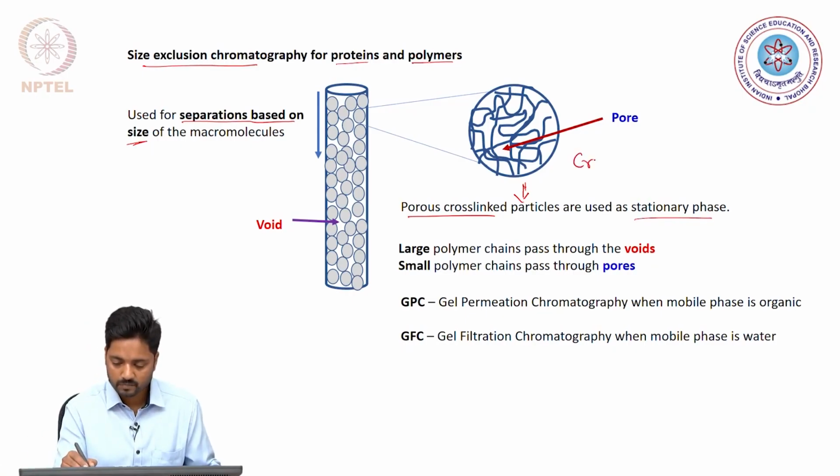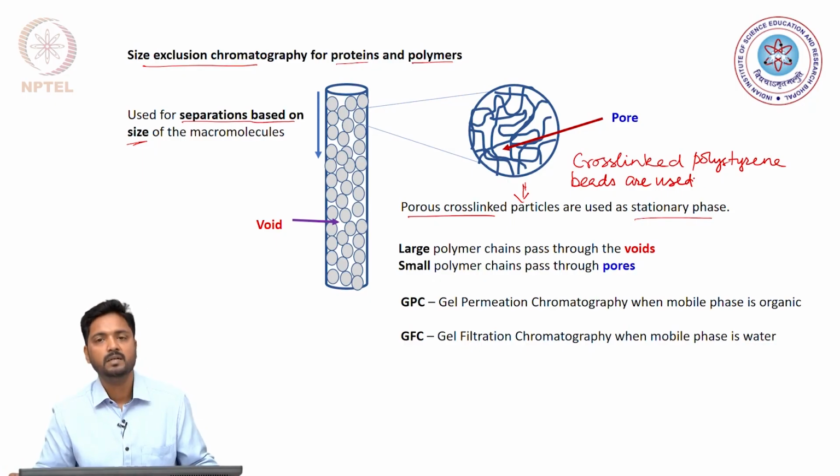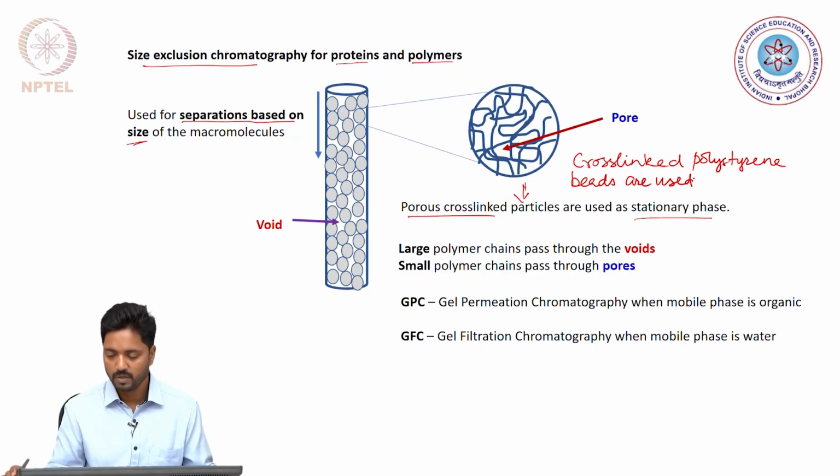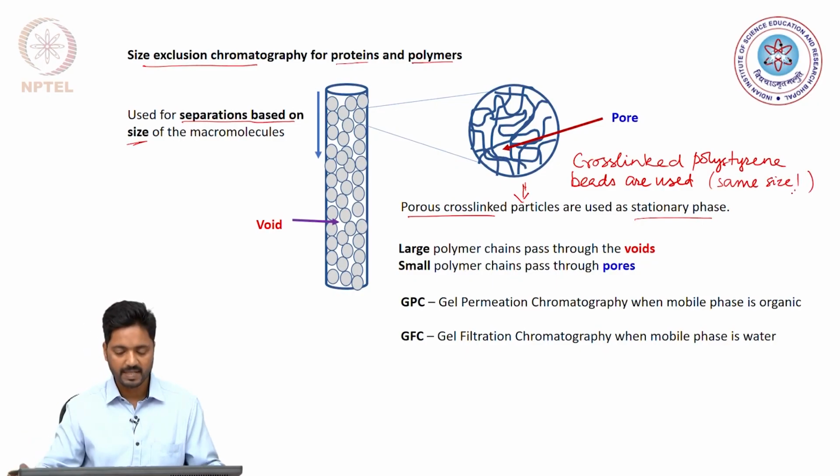Typically, cross-linked polystyrene beads are used as the stationary phase, and care is undertaken to ensure that these beads are all of the same size. So, in these kinds of separations, there are two important considerations to be kept in mind.